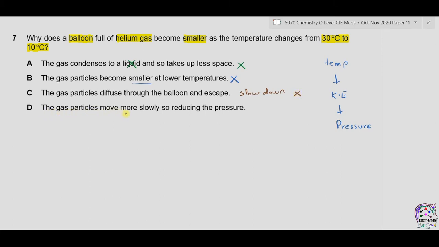D. The gas particles move more slowly, so reducing the pressure. As with low temperature, the kinetic energy becomes low and so does the pressure. When pressure is low, the size of the balloon will become small. So D could be correct. The answer is therefore D.